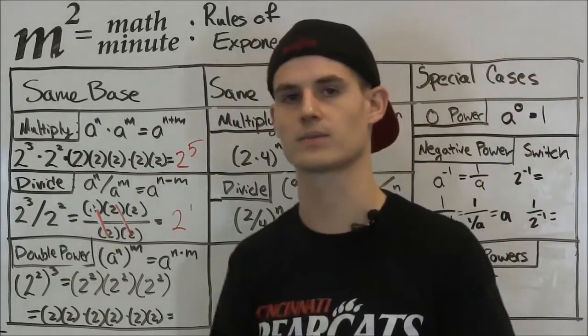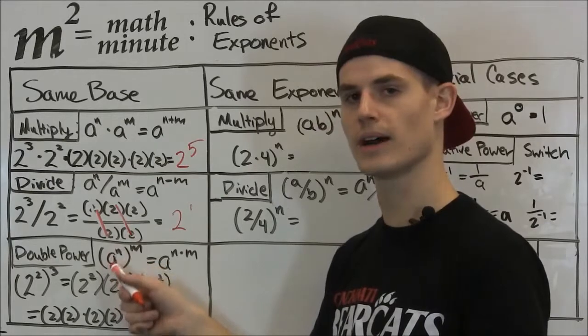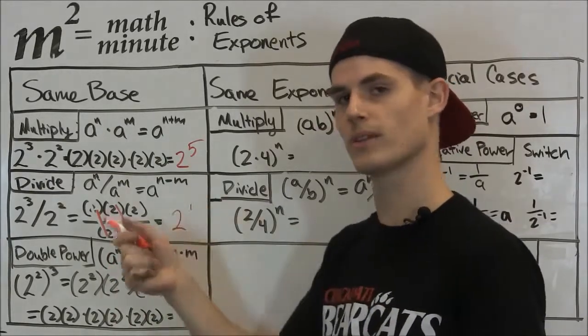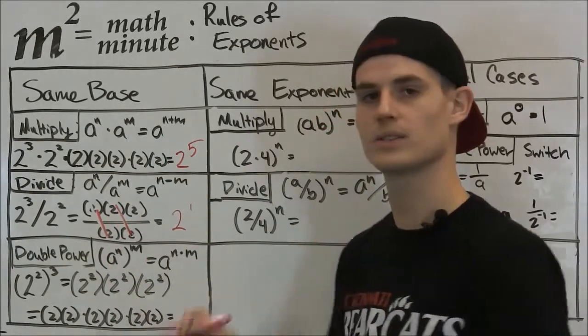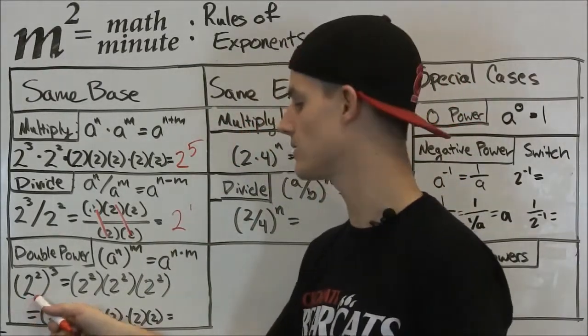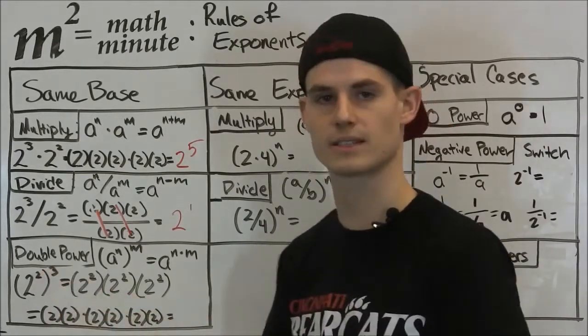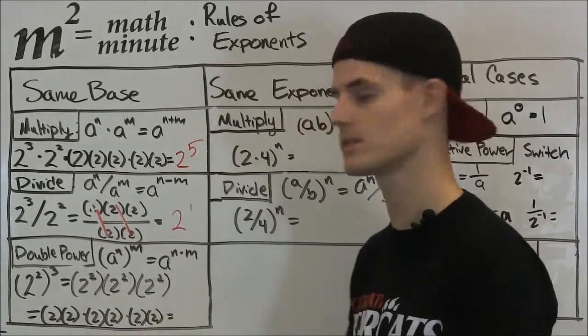Now with the double power, this one gets to be a little more complicated. When we have some value to a power, that whole thing to another power, what that's going to be is we can multiply these double powers together. So in this case, 2 squared to the third power is going to be 2 to the sixth power. 2 times 3 is 6, 2 to the sixth power.